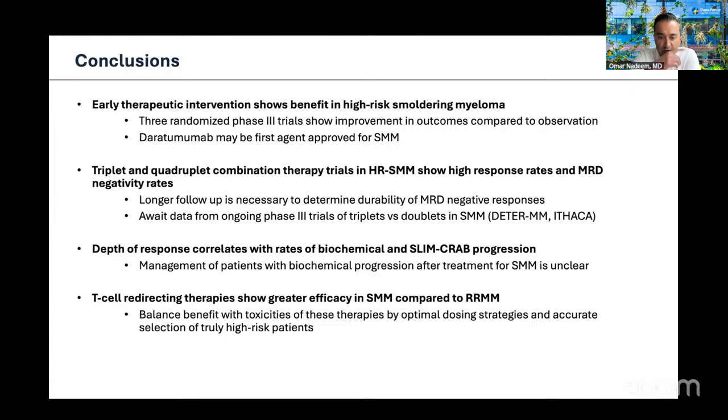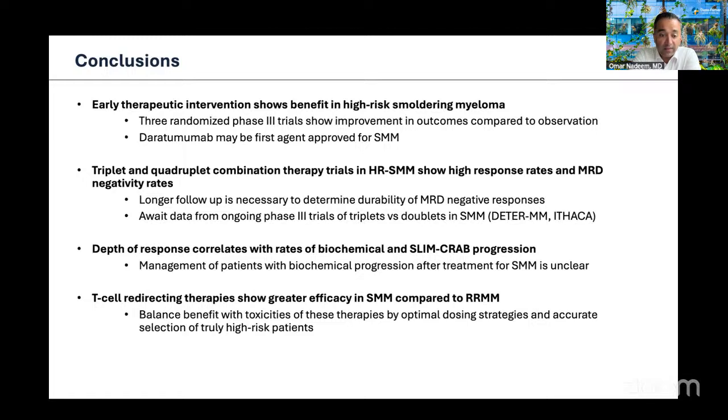And those that do develop some progression of disease after these smoldering myeloma therapies, that space is still a bit unclear in terms of how we should be thinking about management of those patients. So we've had some patients go on studies, and then if they develop disease recurrence, it's still asymptomatic, they're kind of back in the same mode, depending on how their numbers look, whether they participate in another study or some other therapy.